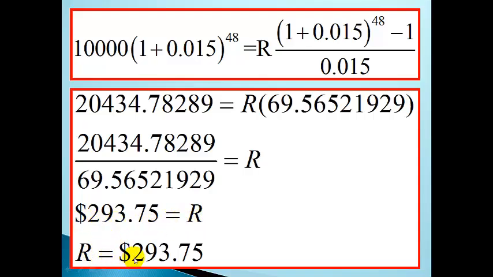So R equals $293.75. And this is the monthly payment. This is the monthly payment that the borrower must pay either to the bank monthly for 4 years or to pay into the sinking fund, and at the end of the 4 years he takes the money from the sinking fund and goes to the bank to pay. Take note, the monthly payment is $293.75.